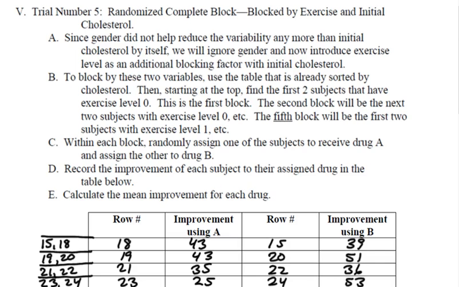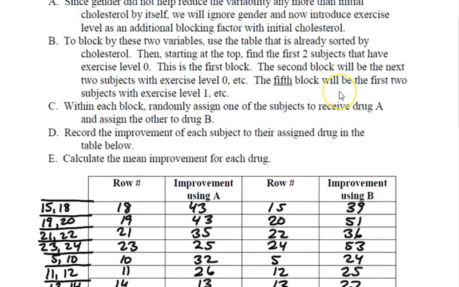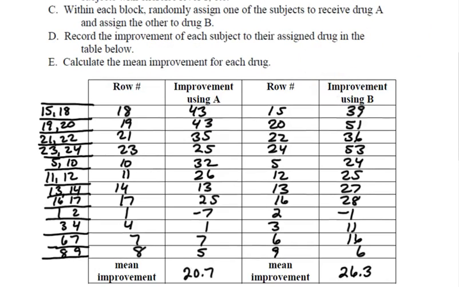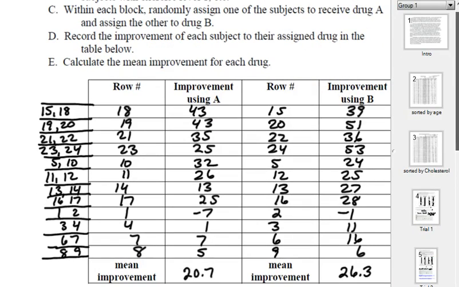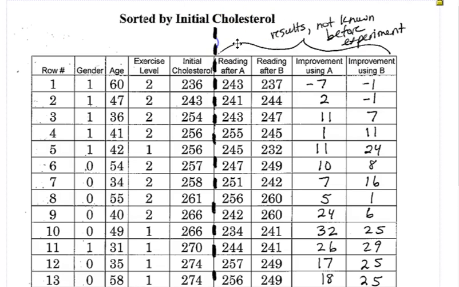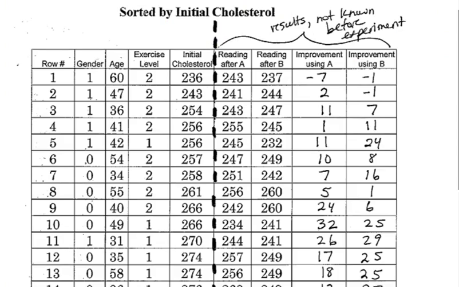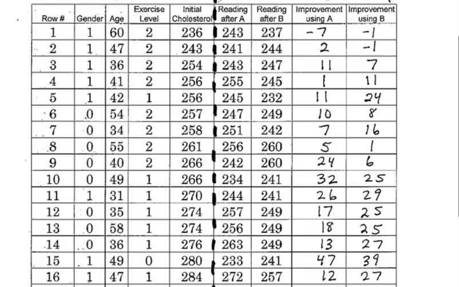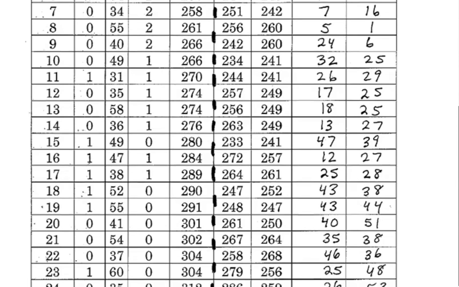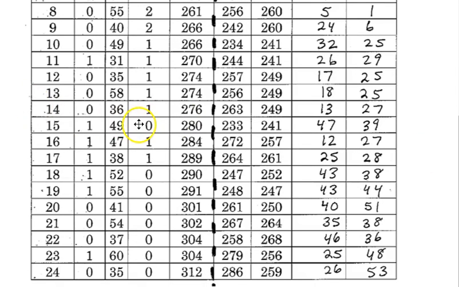So for our last trial, what we did was we blocked by exercise and initial cholesterol level. Now that was a little more complicated. So going back to our chart where we were sorted by cholesterol level, what we did was we looked at, first of all, exercise level 0. I think this is the way I did it first. I picked the two lowest initial cholesterol levels associated with exercise level 0. So 15 and 18 were grouped together as a block.